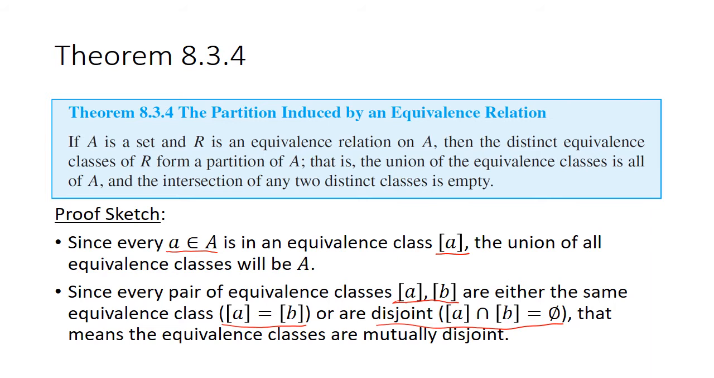This is interesting because we started out by talking about how a partition gives rise to an equivalence relation, and now we're saying that equivalence relations actually give rise to partitions. So you really can think of partitions and equivalence relations as two different views of the same thing. If you have a partition, then you have an equivalence relation. If you have an equivalence relation, then you have a partition. They're kind of the same thing in that sense.